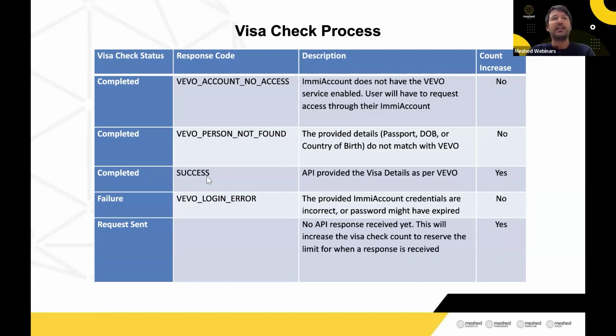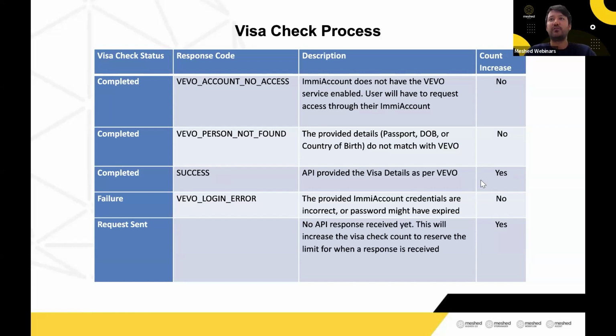If it's completed as success, this is the only case when you actually receive back the visa information. For example, based on the supplied information, the student has a student visa subclass 500, the grant date is this, the expiry date is this, and the visa terms and conditions are these. If we receive back all this information, then the response code will be success.